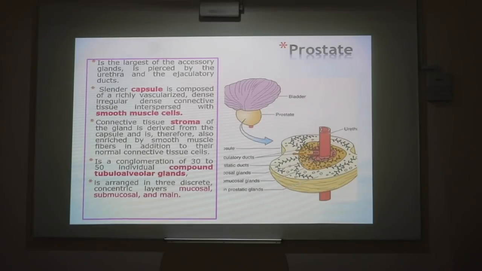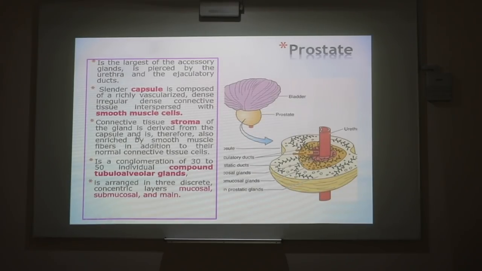Next, we are going to talk about a very important gland, which is the prostate gland. It is the largest accessory gland which is pierced by the urethra as well as by the ejaculatory ducts. So the prostatic part of the urethra is also passing through the prostate, and the ejaculatory ducts are also piercing through the prostate. The prostate has a slender capsule composed of richly vascularized, dense, irregular connective tissue with smooth muscle fibers. The connective tissue stroma of the gland is derived mainly from the capsule.